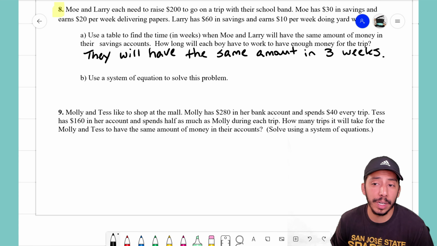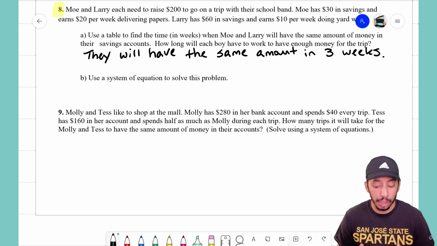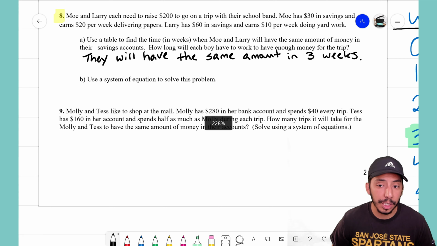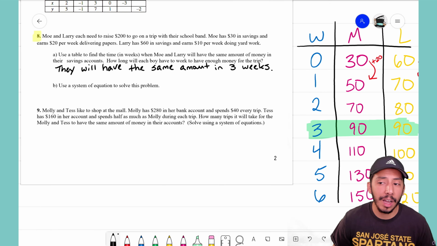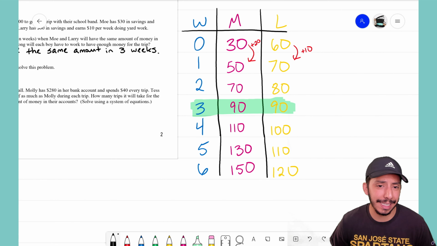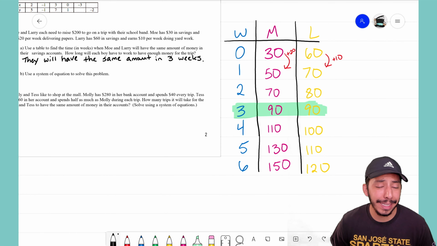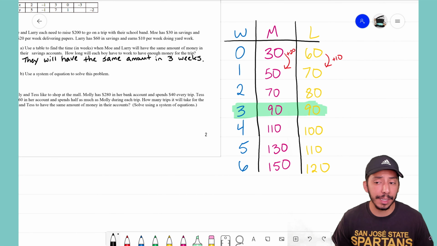Now, there is another question there, and the other question says, how long will each boy have to work to have enough money for the trip? Remember, the trip cost $200 for them to go on this trip. It cost them $200. Now, look at over here. I stopped at week 6, right? I stopped over here at week 6, but at week 6, they still don't have enough money, either of those two people, okay?